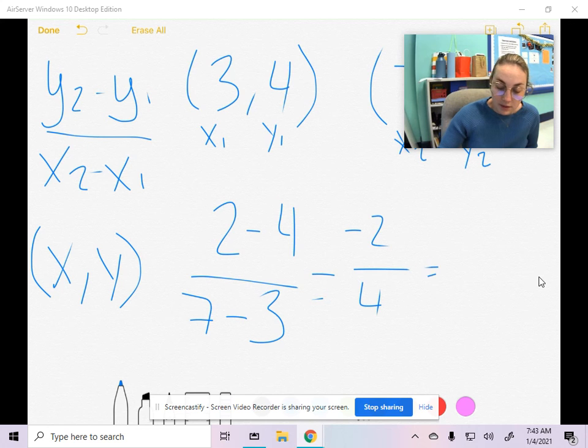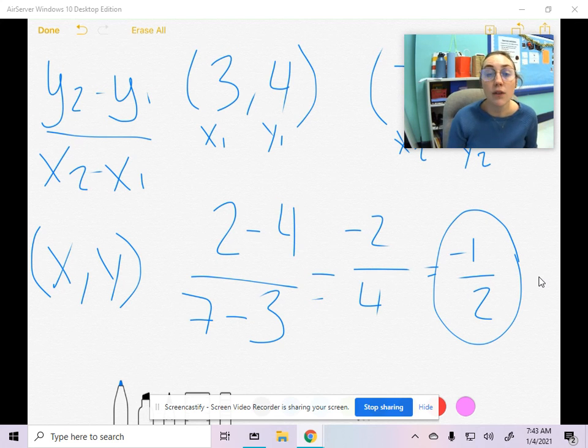And this can be reduced. Negative 2 over 4 can be reduced to negative 1/2. And that is going to be the slope of this line. And if you look, it's also going to be a negative slope. So that's all it is: you're going to take two ordered pairs, put them in the slope formula, and solve for slope.